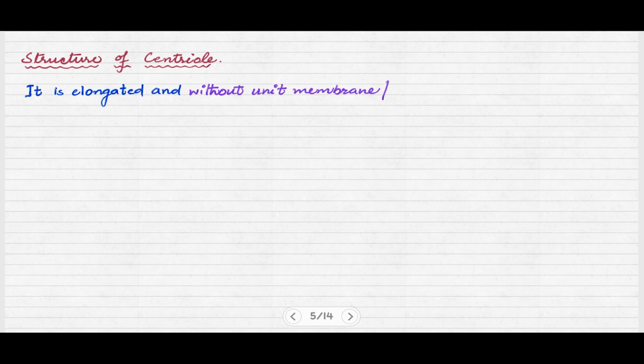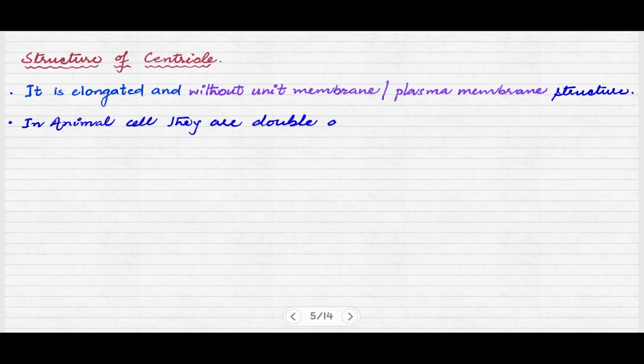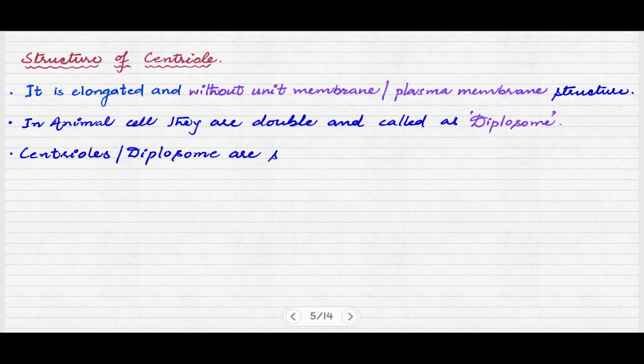Structure of centriole. It is elongated and without unit membrane structure. In animal cells, they are double, hence they are also called as diplosome. Centrioles or diplosome are surrounded by a transparent cytoplasmic area called as centrosphere or kinoplasm.